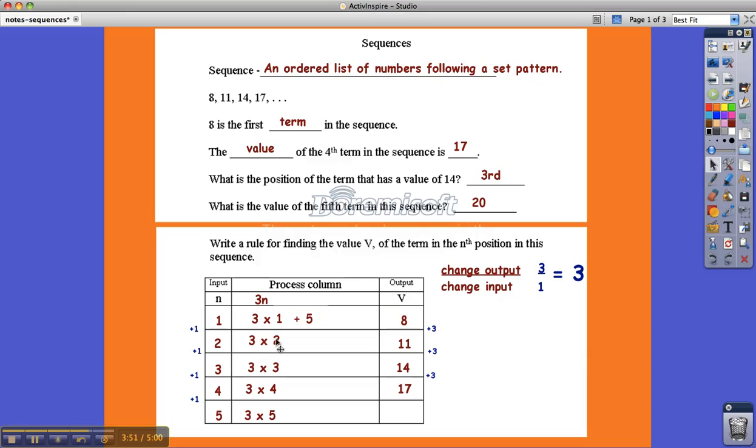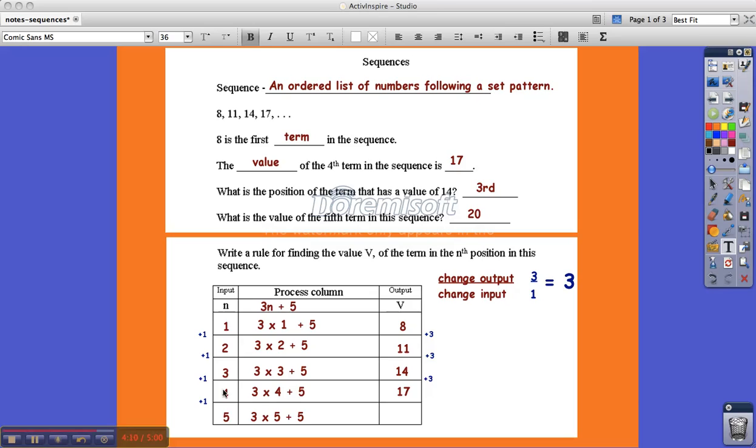Let's try the next one. 3 times 2 is 6. Well, we're saying plus 5 should work. 6 plus 5 is indeed 11. So now we have created our process column. The rule and equation we're going to follow is 3 times n plus 5. So fill that in for the entire table now.